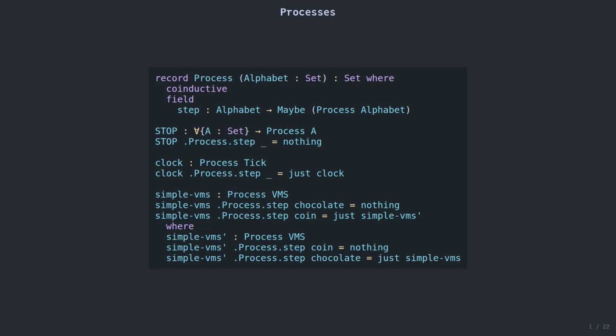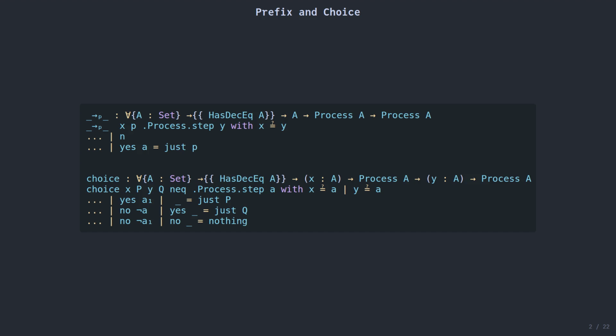These examples showed how coinduction lets us describe systems that continue indefinitely, and how different processes respond to the same alphabet of events. We also introduced two basic operators on processes: the prefix operator, which forces a process to begin with a specific event, and the choice operator, which lets the environment decide between two possible events.